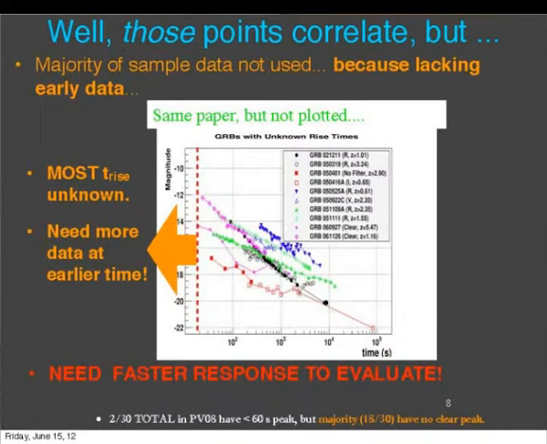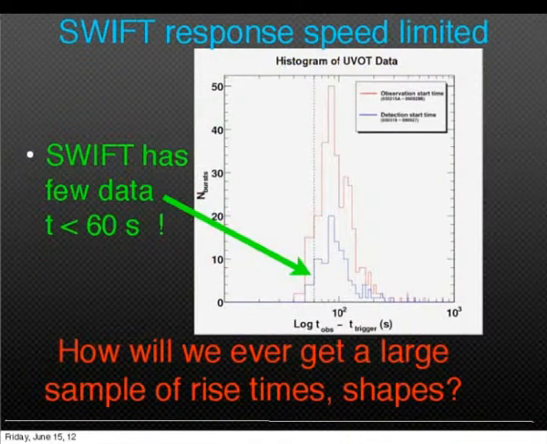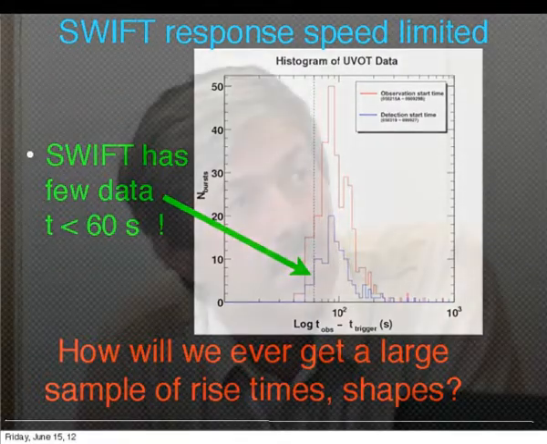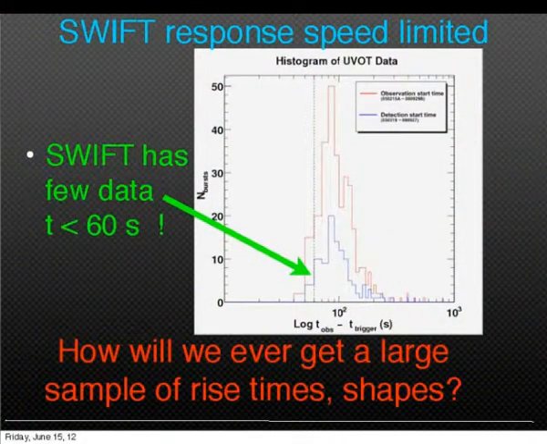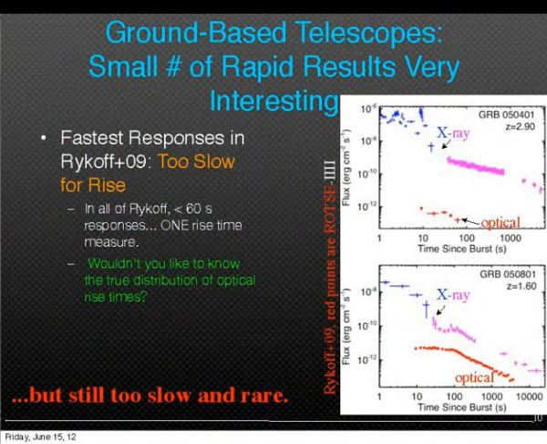Right. So most of the rises are unknown. You just need more data at earlier times. And the UFO project is all about just getting there faster with the optical. So again, Swift has this really this cliff at 60 seconds, and it's more typically 100 seconds. You're missing a lot of these phenomena. How will we ever get a great sample of these rise times if we don't make an instrument for it? And that's what UFO is supposed to do.